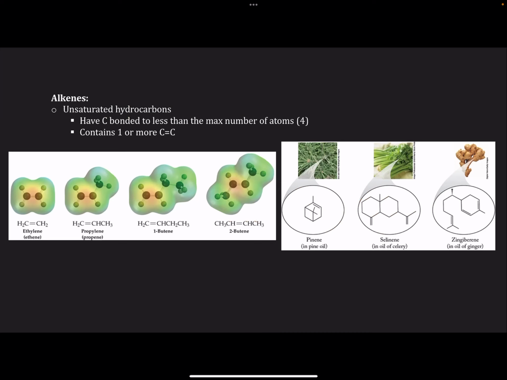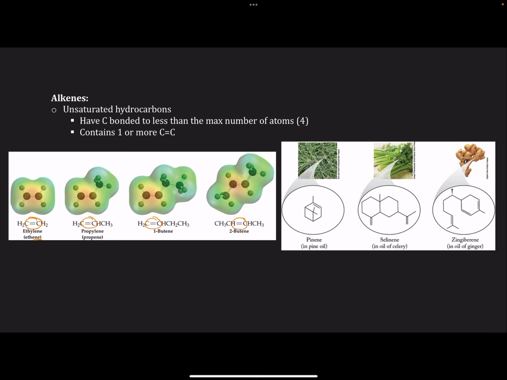We've got some simple compounds. We've got ethene, propene, 3 carbons, butene with 4 carbons, and 2-butene. So these each have the double bond, making it an alkene. Now we have some more complex structures as well. So we've got pinene, a compound present in pine oil. We've got selinene, which is an oil in celery. And then we've got some oil of ginger.